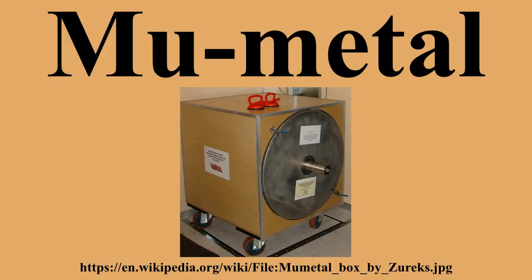Thus, mu metal shields are often made of several enclosures, one inside the other, each of which successively reduces the field inside it. Because mu metal saturates at such low fields, sometimes the outer layer in such multi-layer shields is made of ordinary steel. Its higher saturation value allows it to handle stronger magnetic fields, reducing them to a lower level that can be shielded effectively by the inner mu metal layers.